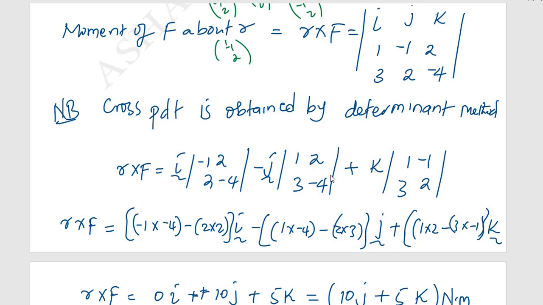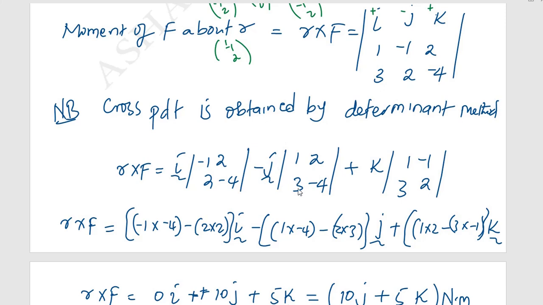Now, using the determinants method, I will take i times the determinant of a matrix that is adjacent. If I make a horizontal line here and a vertical line here, these members will be gone, and I will remain with negative 1, 2, 2, negative 4. So I will get i times the determinant of that 2 by 2 matrix, minus j. Remember, I take a positive, minus, positive. That sign convention is very, very important.